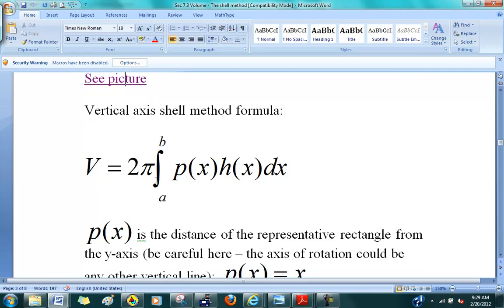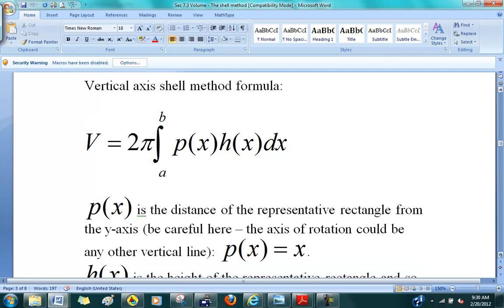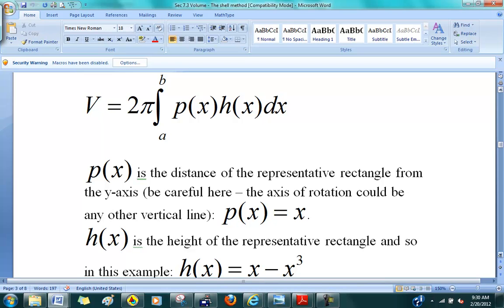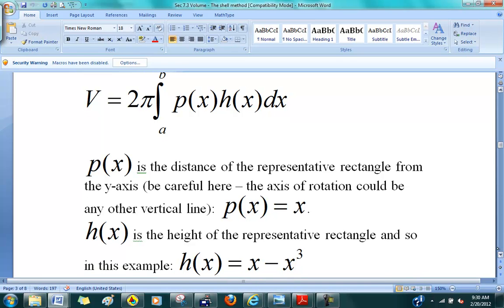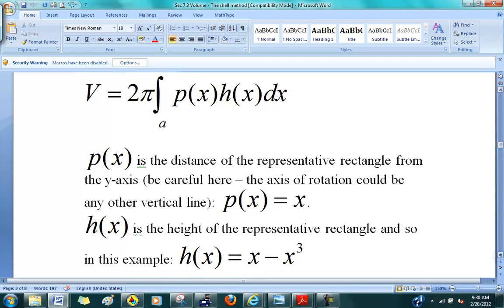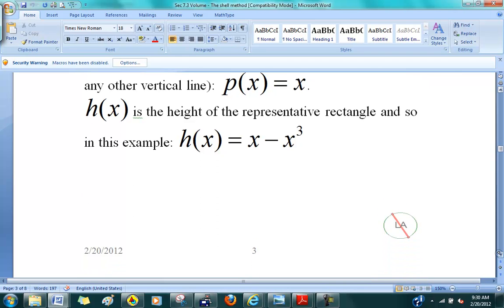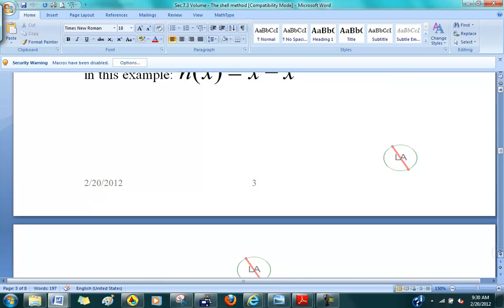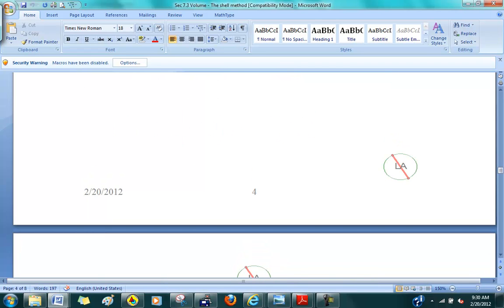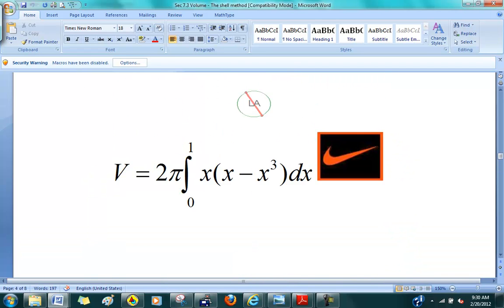We know that p(x) is equal to x, like I showed you in the previous diagram. We know that h(x) is the height, and that is equal to x minus x cubed. And then after this, it's a question of JDI, except we need to figure out the limits of integration. So the limits of integration are from 0 to 1.